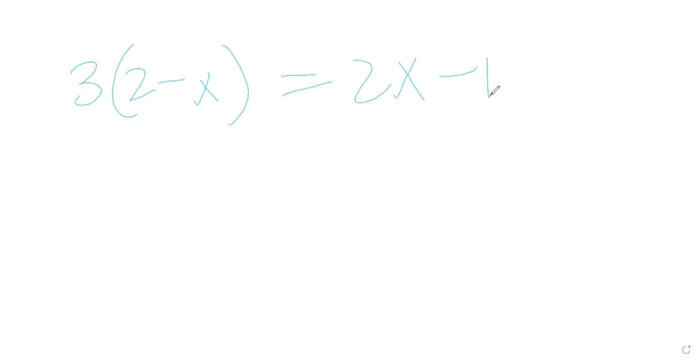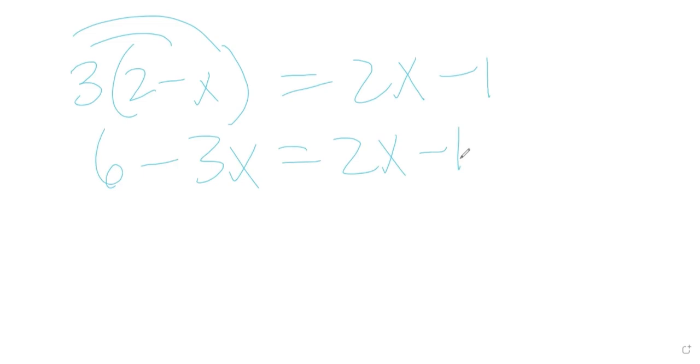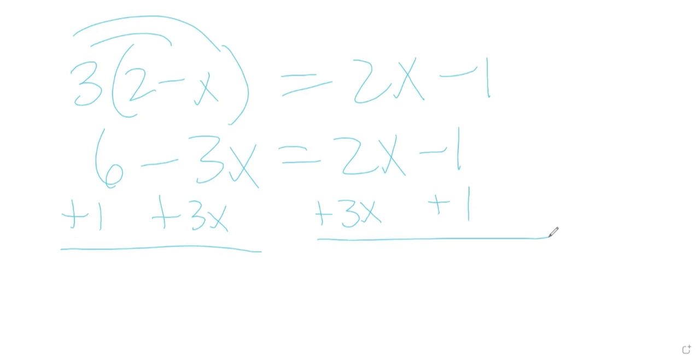So I would begin this problem by distributing the 3. So we'd have 6 minus 3x equals 2x minus 1. And then I would probably bring the x's together. So I would add 3x to this side, and simultaneously, I would add the 1 to the other side. So all the x's on one side, and then the regular numbers, the constants, on the other side. So this would be 7 equals 5x, because these cancel and these eliminate as well.